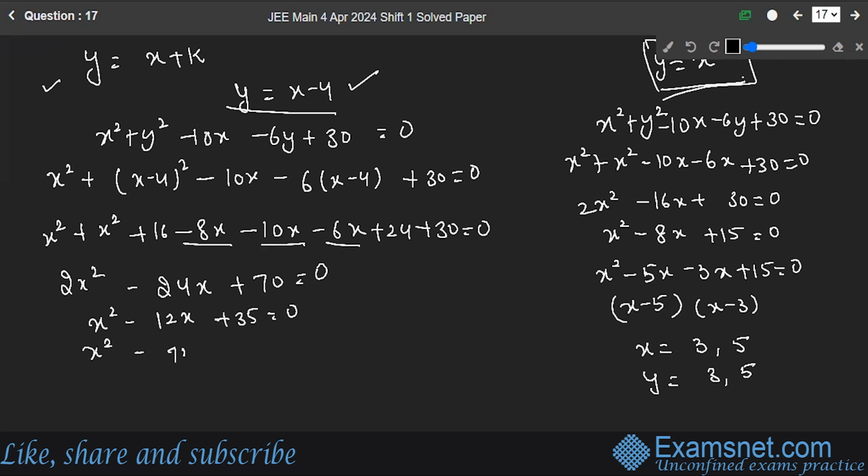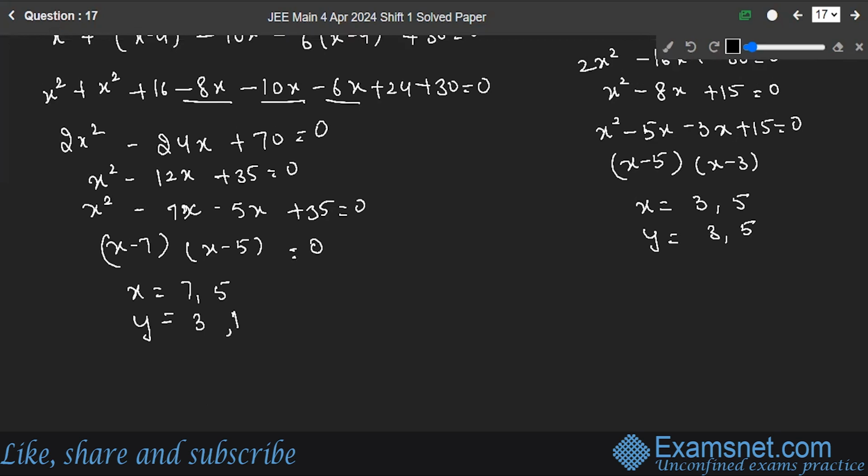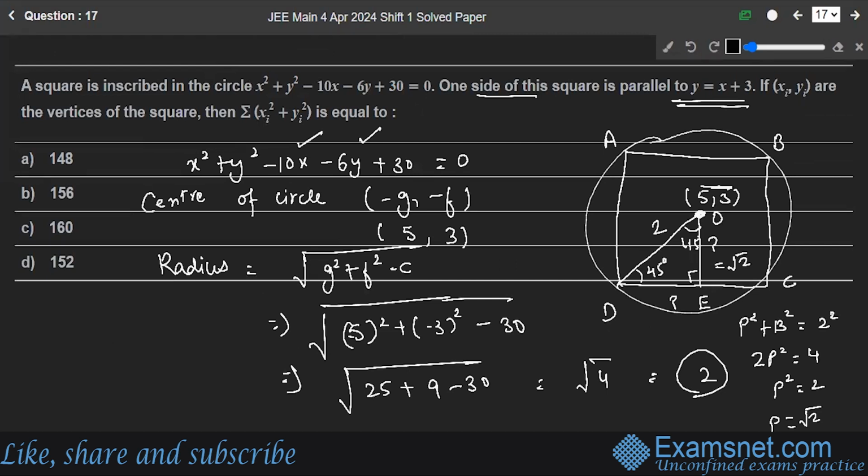x square minus 7x minus 5x plus 35 is equal to 0. You will have the two factors, x minus 7, x minus 5 is equal to 0, which can give you the value x will be either 7 or 5. So if x is equal to 7 or 5, then the corresponding value, when x is equal to 7, y will be 3, and when x is equal to 5, y will come out to be 1. So these are the possible values of x and y. Now, these are the four. Actually, these xy values, they are the four vertices of the square A, B, C, and D. Hope you're clear with this.